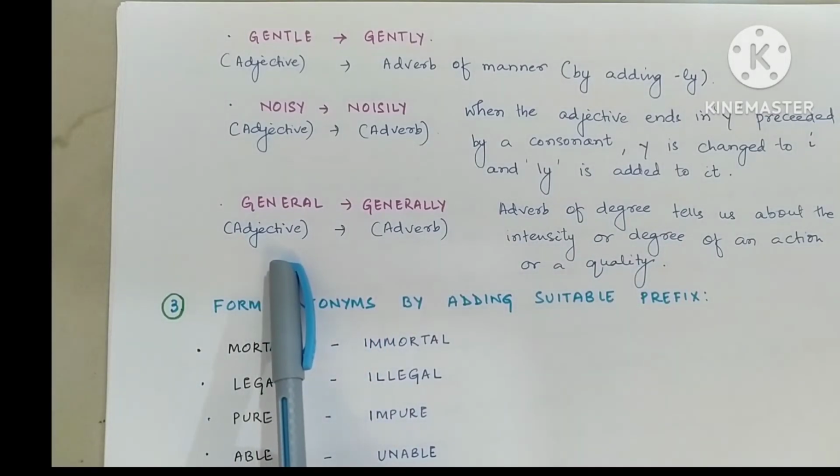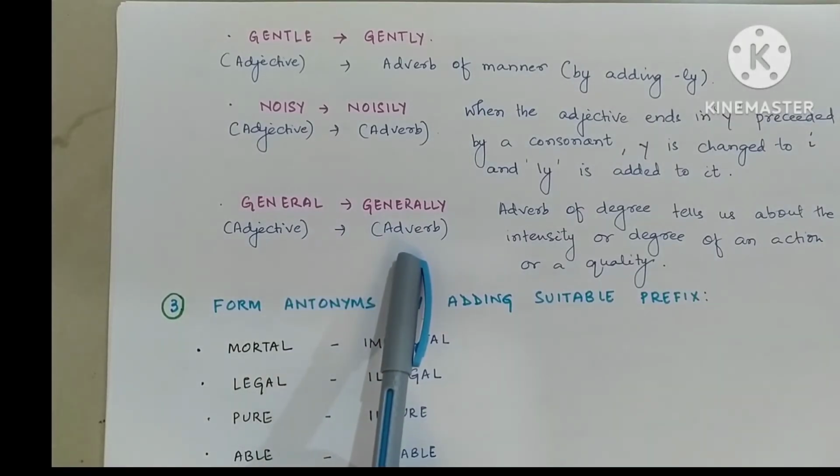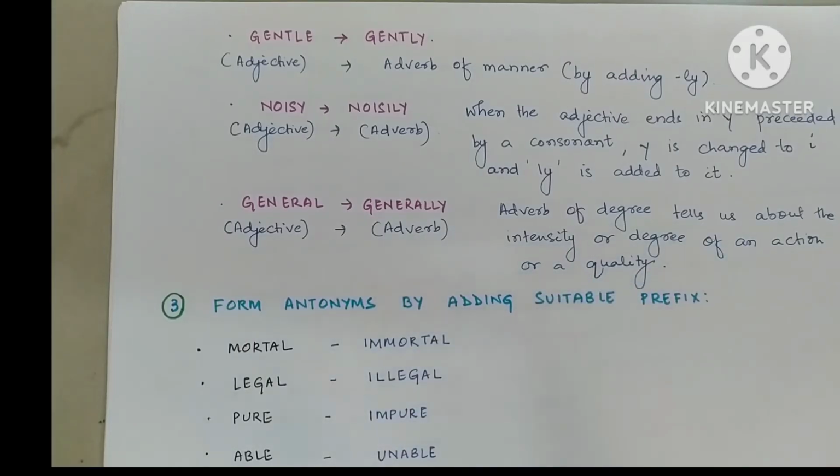Next, children, general is an adjective whose adverb is generally. This is an adverb of degree which tells us about the intensity or degree of an action or a quality.